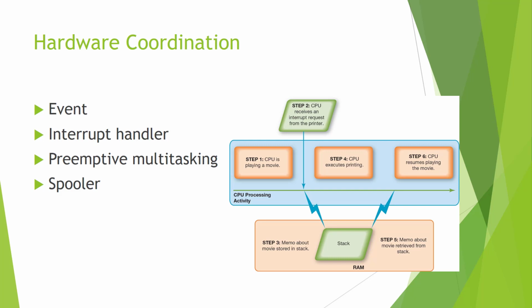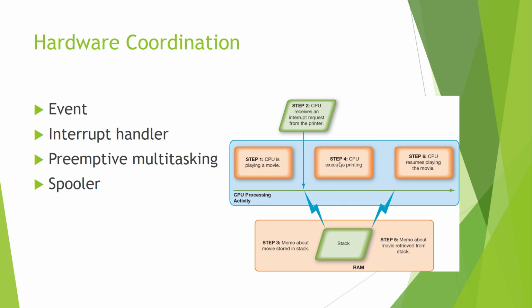Now, the little image we have here on the right. We have it saying the CPU is playing a movie. So you're watching Spider-Man or Jack Ryan or whatever movie, YouTube video, whatever it is that you are watching. At this point, your computer receives an interrupt request from the printer, basically saying, "Hey, I need to print something." So that's step 2. Step 3, a memo about the movie is stored in the stack. So it says, "Hey, I was playing a movie. Let me put that on hold for a second." So it puts it into the stack.